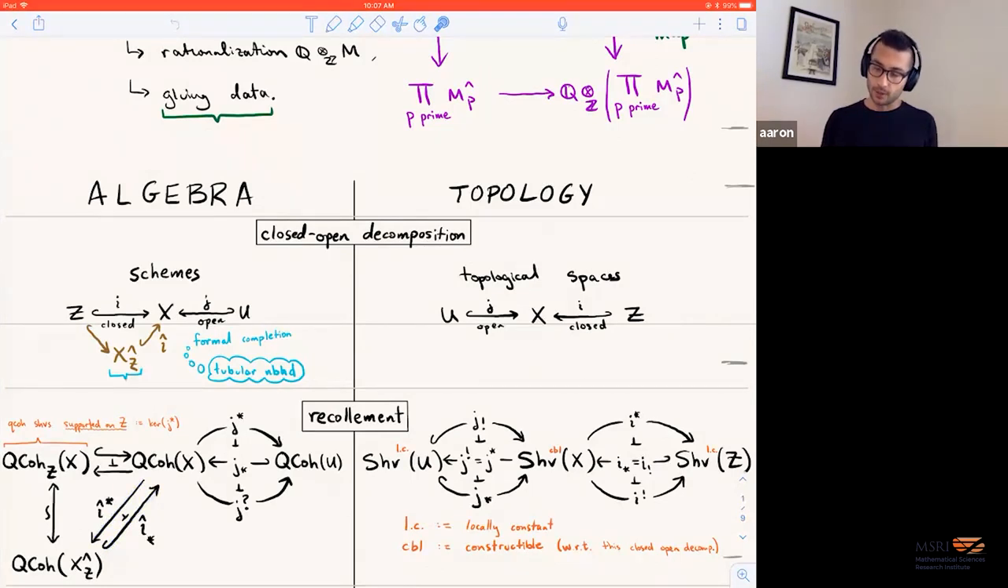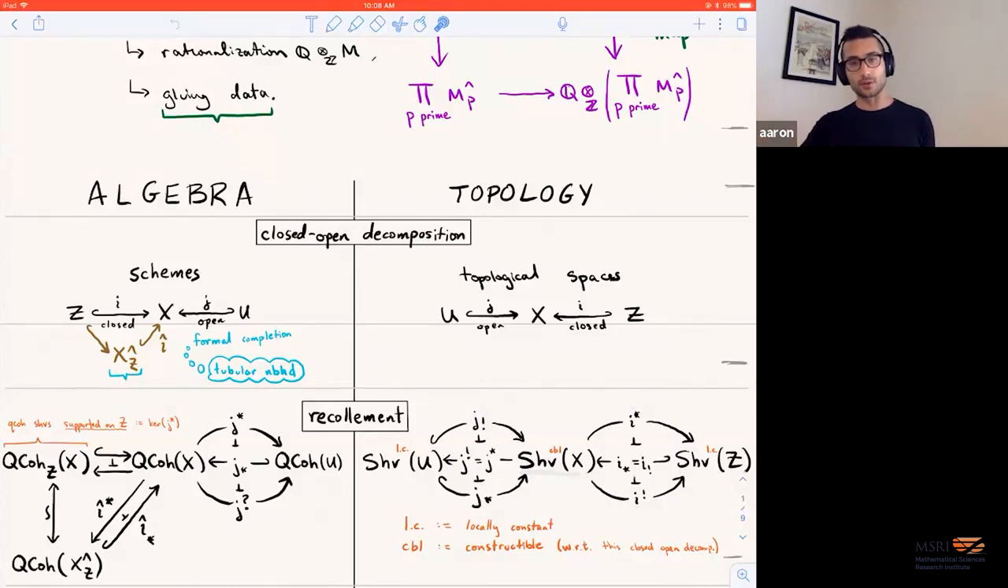Meanwhile, on the topology side, we've got sheaves on the main topological space, and then we've got sheaves on the open and sheaves on the closed, and these have various push-pull functors that relate them. It works at that level of generality, but just for thinking about these things, I'll restrict to the situation where the restrictions to the open and to the closed are both locally constant, which means that we're just contemplating constructible sheaves with respect to this closed-open decomposition.